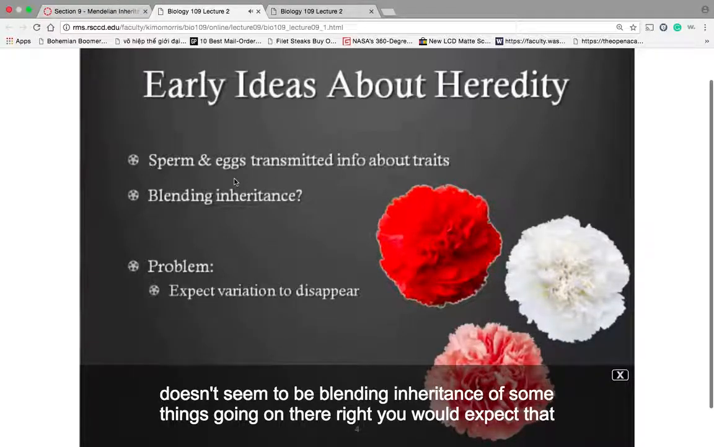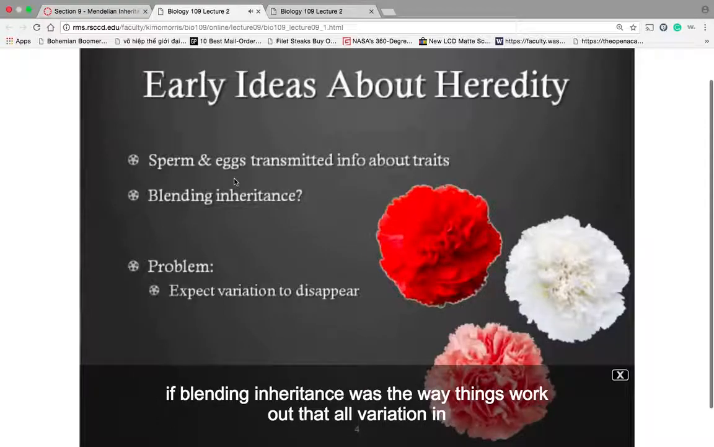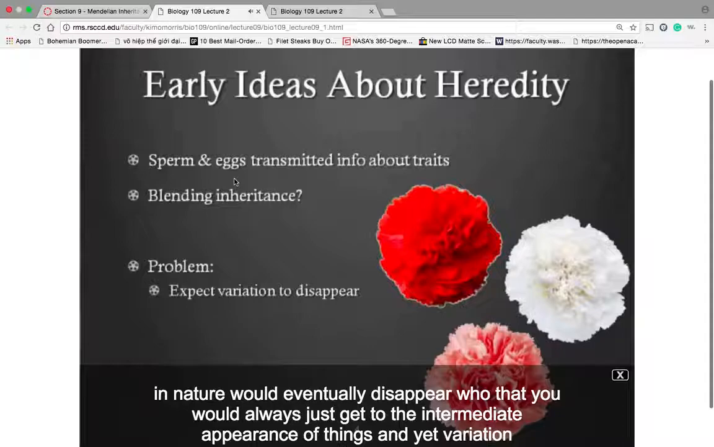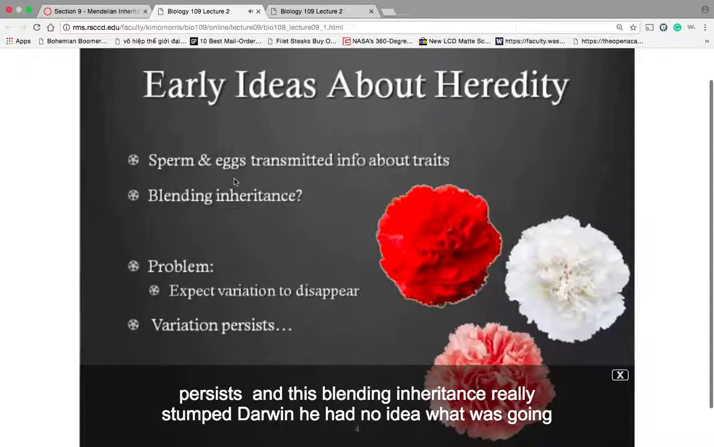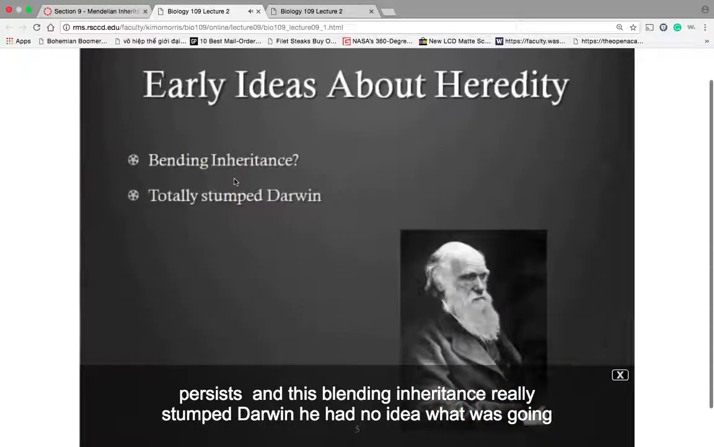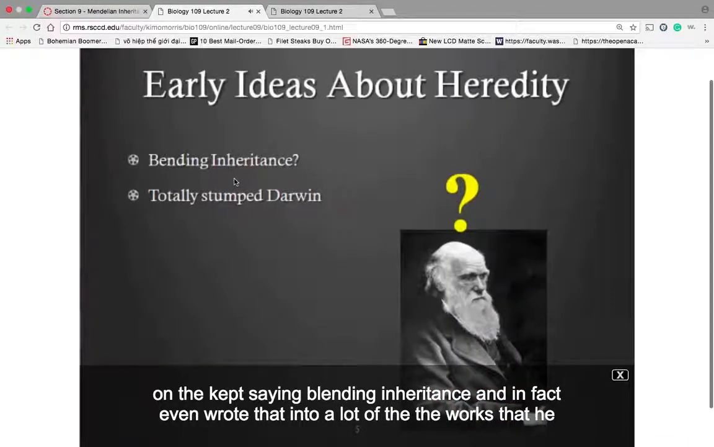You would expect that if blending inheritance was the way things worked, all variation in nature would eventually disappear, that you would always just get to the intermediate appearance of things. And yet, variation persists. And this blending inheritance really stumped Darwin.